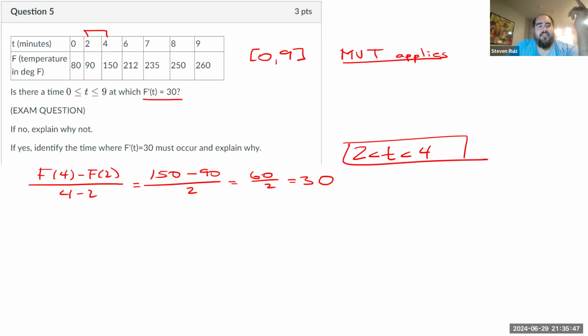So we're basically done there. If you want to, we could probably look through the table and maybe there's another place where this happens, but even if there's not, we already guaranteed, we already found at least one point where this happens.